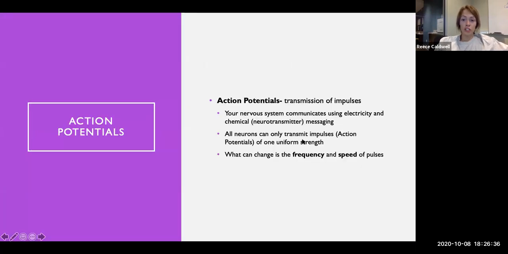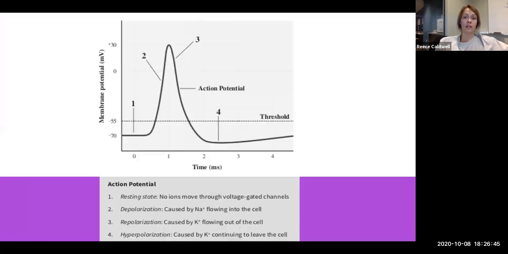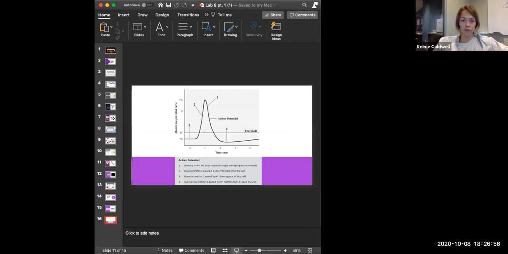All neurons can only transmit impulses of one strength, but what can change is the frequency and speed of impulses. So let's kind of figure out why. So this diagram, this chart right here is so important. You'll see it on your lecture exam and you will see it on mine. So we're gonna go ahead and draw it out in a diagram form so we can kind of drill it into our brains, make it make some more sense.